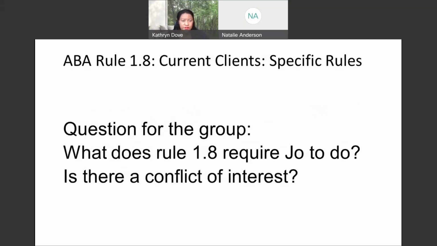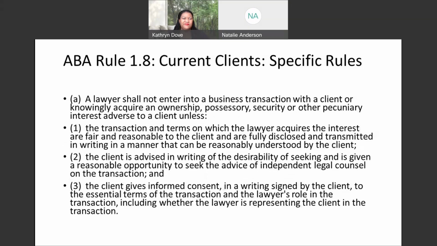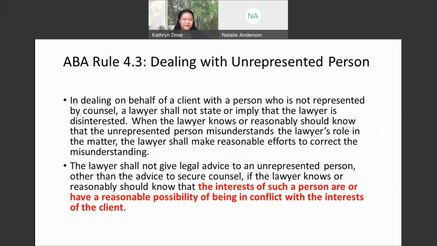So is there a conflict of interest, Natalie, in this case? There is, just because for the fact that they're all cousins. I think they're all cousins, or a few of them are, but that's a conflict of interest.